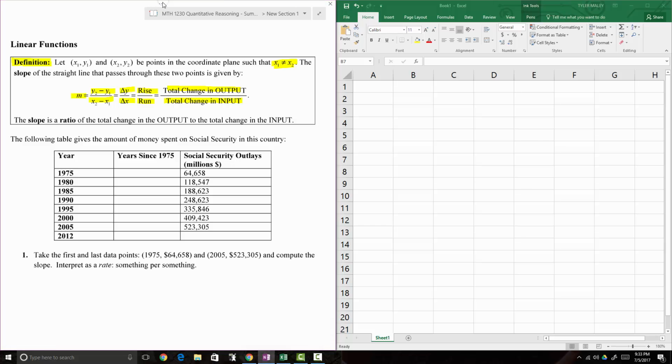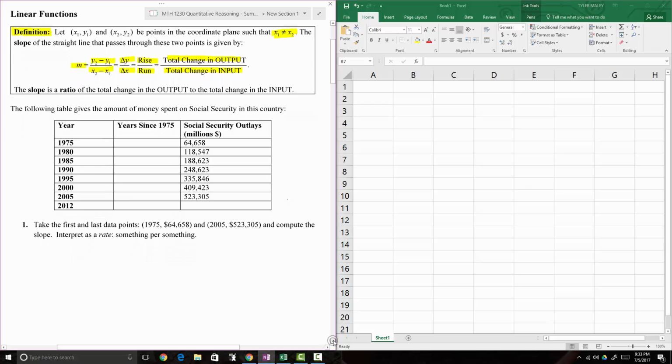All right, so here we have the following table that gives the amount spent on Social Security in this country. So we're given year and then Social Security outlays, which is how much was spent, and that's in millions of dollars, right? So this is data from Social Security. Number 1 says take the first and the last points and compute the slope. Interpret as a rate, something per something, right?